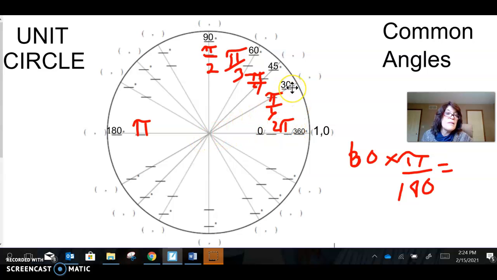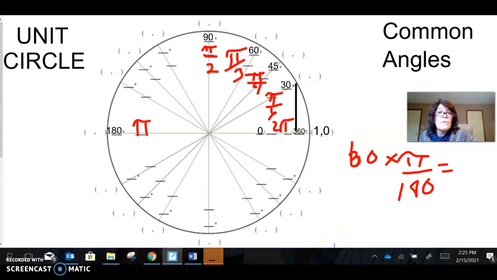I'm trying to think. What did we say the sine of 30 degrees is? Think about this triangle. If I would drop a line right down here, then I'd have this triangle. And if this is 30 degrees down here, then the y coordinate is a half. The sine is a half. The cosine was square root of 3 over 2.